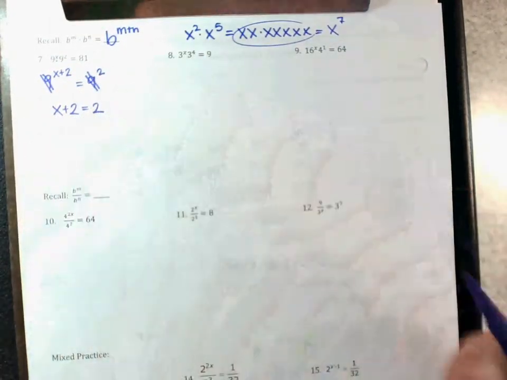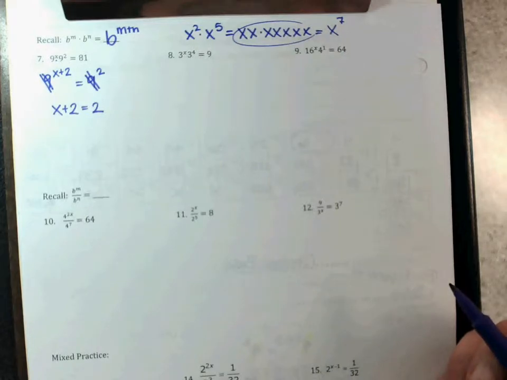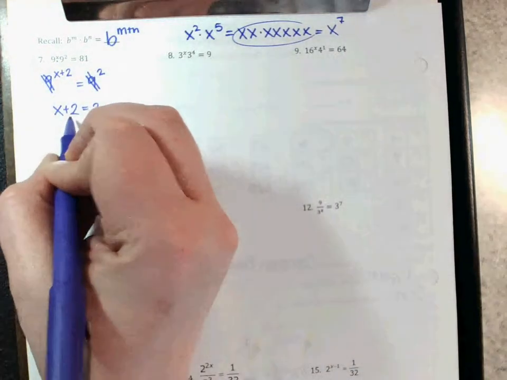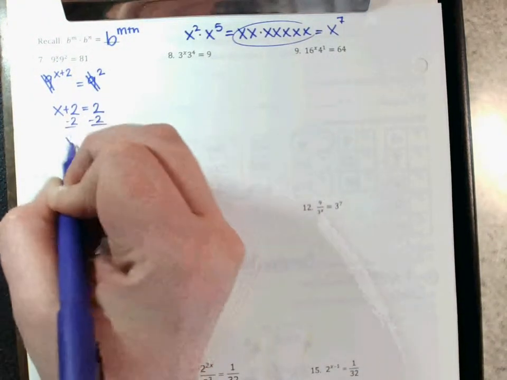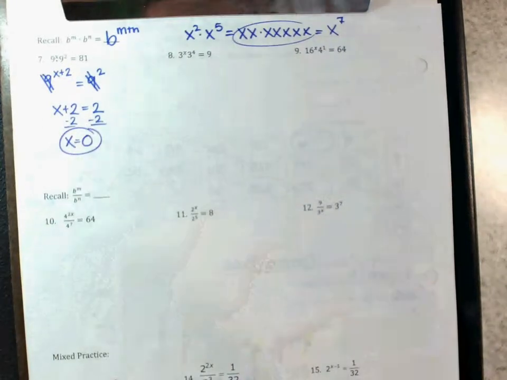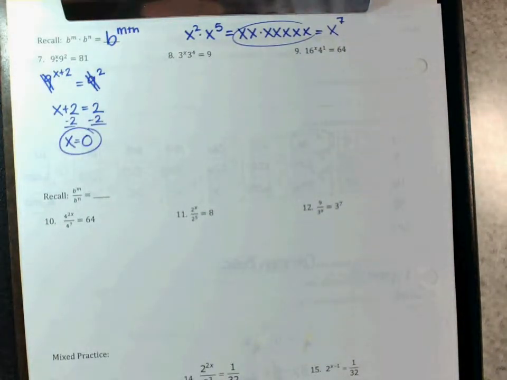And then remember, the only way it's no solution is if x cancels out. So if I need to get rid of a plus 2, I'm allowed to minus 2 from 2. What's my answer? x equals 0. Good. And remember, 0 counts as a number. It's allowed to be the answer.